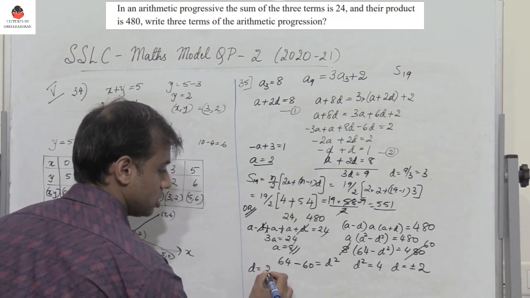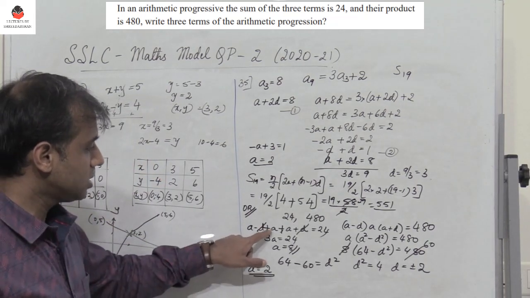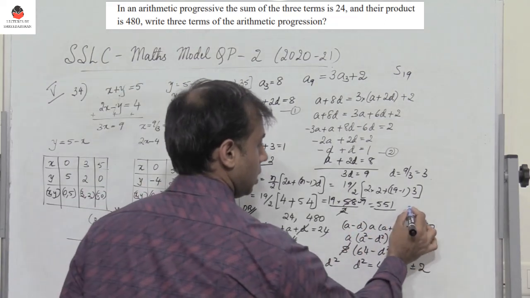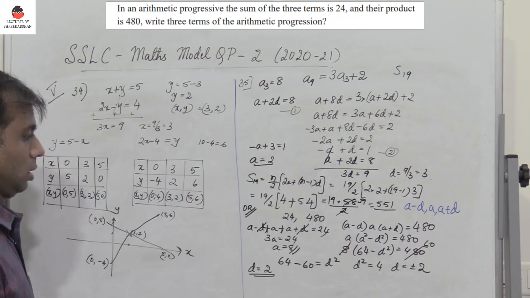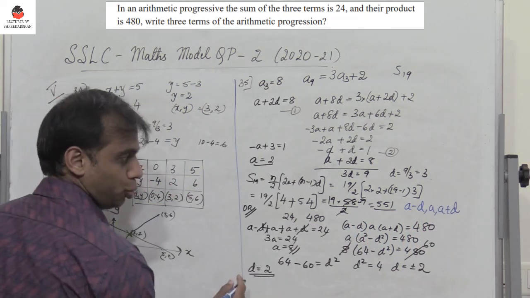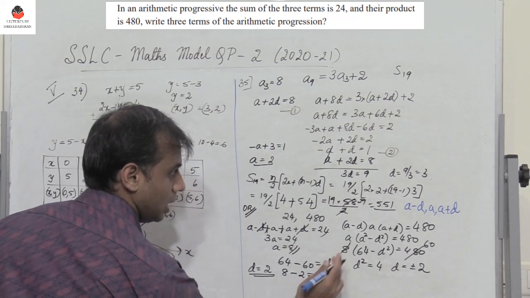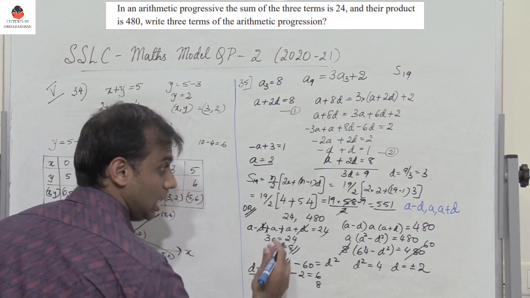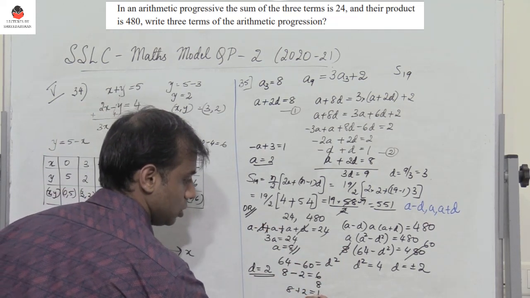If d equals plus 2, what are the numbers? The numbers are a minus d, a and a plus d. Let me write it here. If d is plus 2, I get 8 minus 2, which is 6. Then I have a, which is 8. And then I have a plus d, which is 8 plus 2, equal to 10.